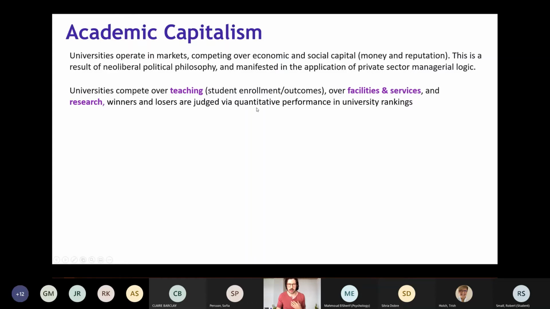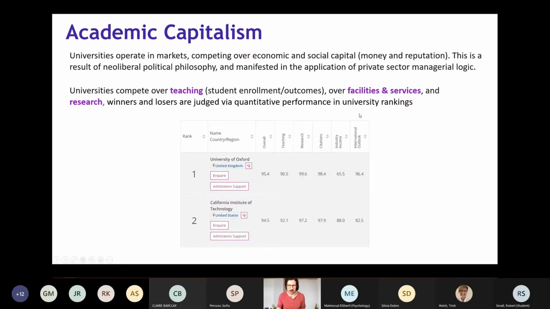Universities compete over a lot of different things. They compete over teaching, to attract students and student fees, and over student graduate outcomes. They compete over the facilities and services that they have, academic services, student support, things like that. And what I'm going to be talking about today is how they compete over research. Winners and losers of these competitions are judged visibly by the performance of the university in university rankings. You're probably all familiar with these. There are lots of different ones available, but they all measure the performance of universities on teaching, research, and facilities, and then put this into an overall score where the performance can be assessed and who is winning the competition.